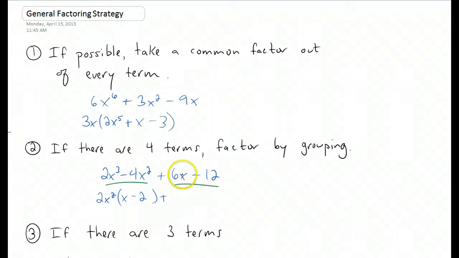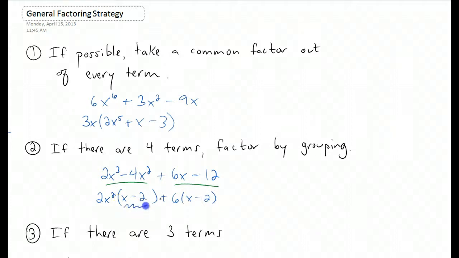Then you ask yourself, what can I factor out of the next 2 terms? It looks like you can take a 6 out. Make sure you have a plus in between these 2 terms, or else you're missing something. If you take a 6 out of this term here, you're left with an x, and if you take a 6 out of the 12, you're left with a negative 2 again.